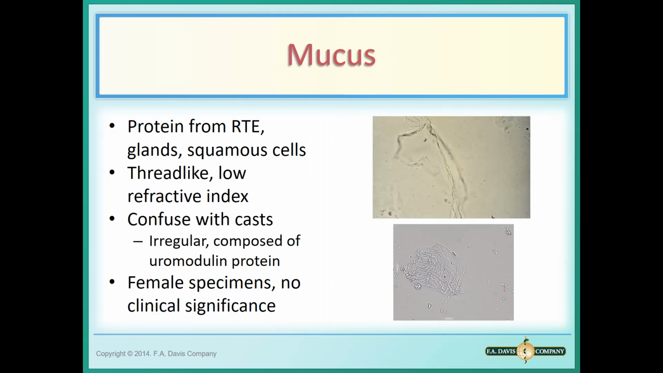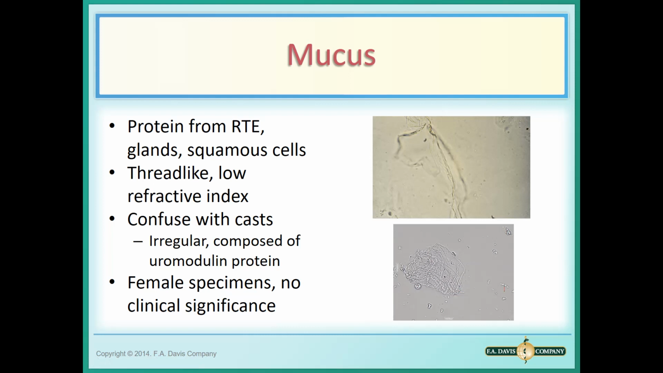Mucus is another clinically insignificant thing. It is protein coming from renal tubular cells, maybe some glands, some squamous cells, but it takes on this very thread-like appearance. When you first look at it, you think that you don't know what it is, but you see it in urines all the time. It has a little thread.